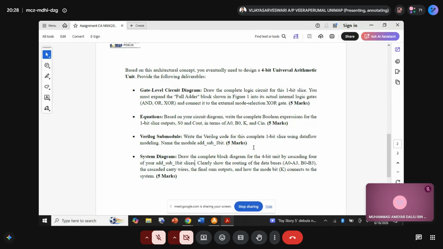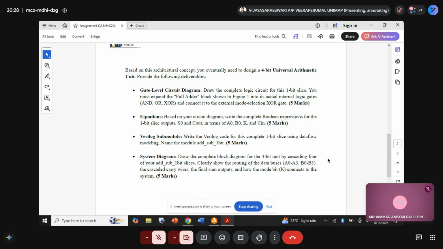So with four full adders you will have A0, A1, A2, A3, and B0, B1, B2, B3, something like that. Then you have the carry wires, the final sums, and the carry connections. So the final one is basically just drawing a block of four 1-bit full adders. That's all.